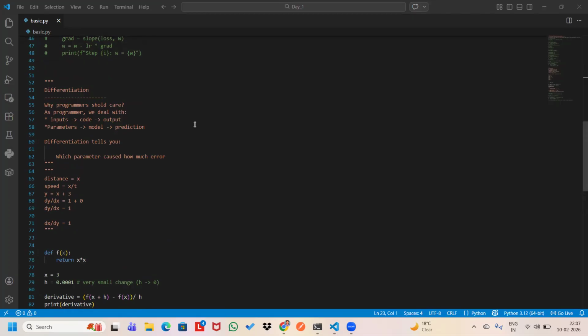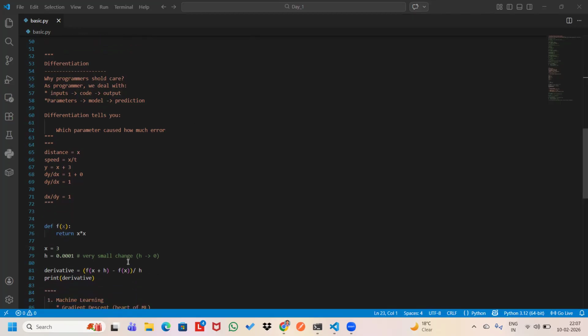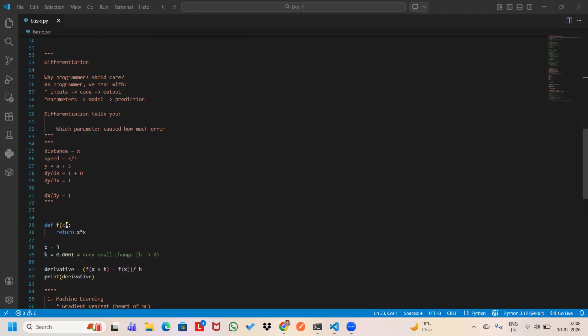As a programmer, we normally deal with input. We take input, for example from the user, like a name or anything, and we pass a value, and this will be your output. We also define some function, and there we pass some parameters, which is actually a model. Like in this question, I have defined a function and I pass the parameter as x. And what is it returning? It's returning x square.